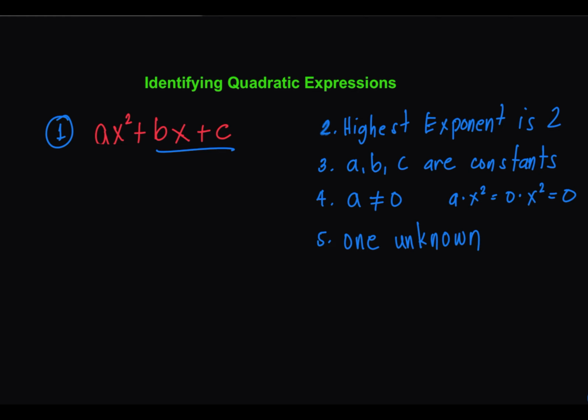For number 5, one unknown. Isa lang daw yung unknown. So, in this case, ang unknown dito is only x. Okay? So, ang unknown dyan is only x. Alright? So, let's have an example.